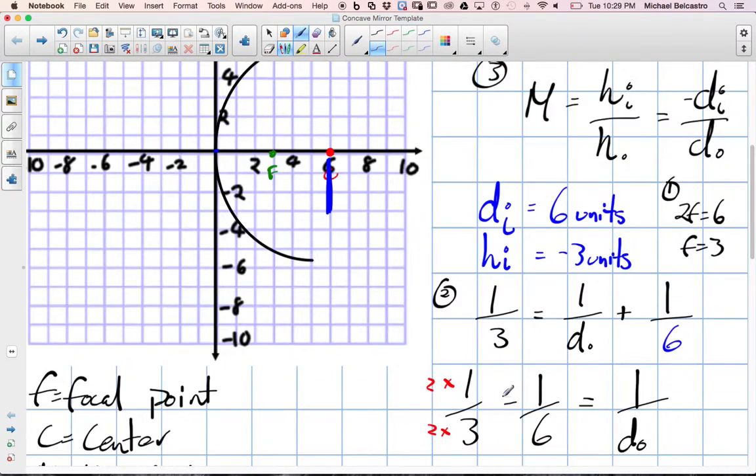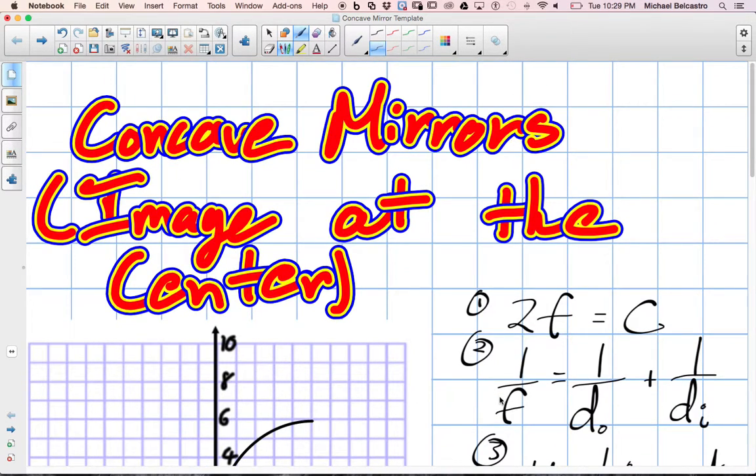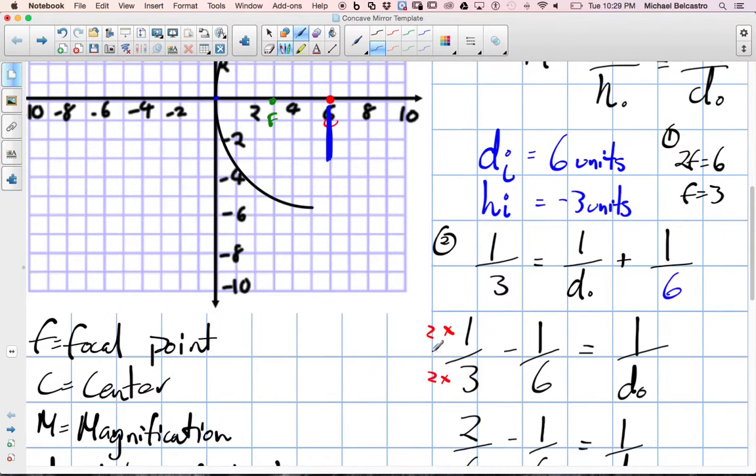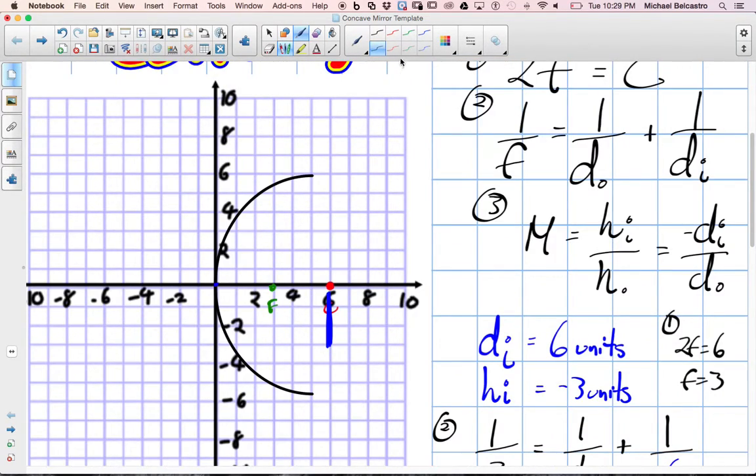So let's draw our original object. This is the case for whenever our image is actually directly at the center. Sorry, it's going up and down a lot. It said that the distance of the image was 6 units and that it was positive 3. So this is our original image.